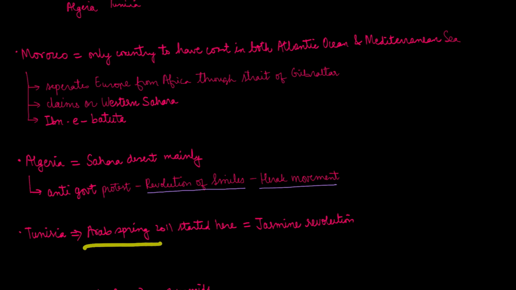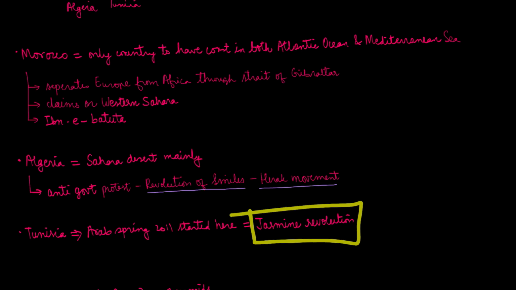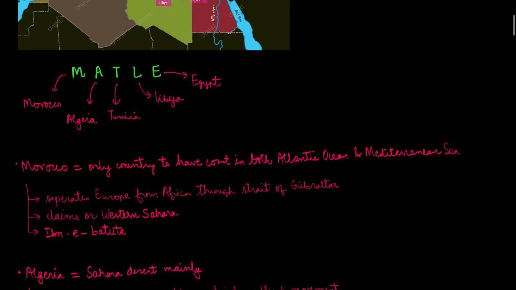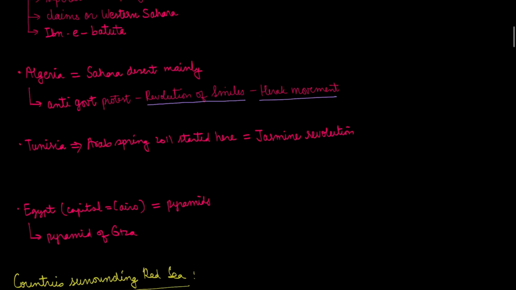Then comes the country of Tunisia. So Arab Spring of 2011 started here, which was called the Jasmine Revolution. So this is the country of Tunisia, which housed the Arab Spring of 2011. Then comes Egypt. The capital of Egypt is Cairo, and Egypt is mostly famous for the pyramids and the Pyramid of Giza.